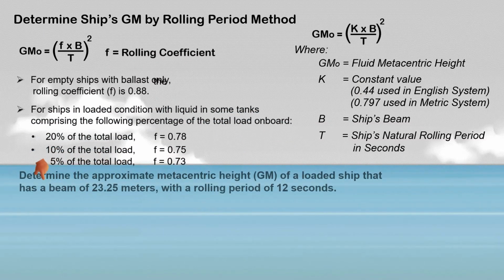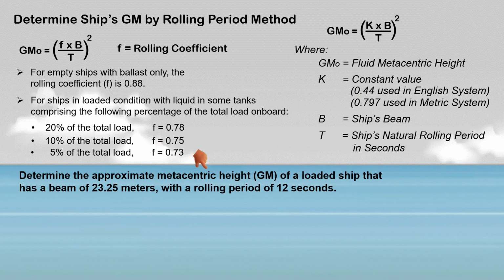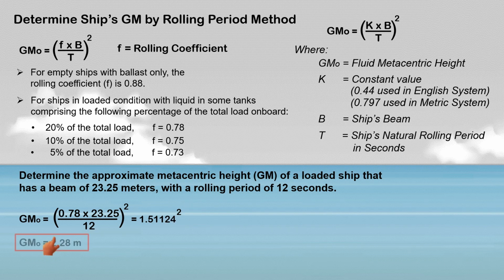Let's solve this example. Determine the approximate metacentric height of a loaded ship that has a beam or maximum breadth of 23.25 meters, with a rolling period of 12 seconds. You can find the ship's beam in the ship's general particulars. With the ship's condition, which is loaded, I will consider that the rolling coefficient is 0.78. Determine first the result inside the parenthesis before raising it to the power of 2, using the PEMDAS rule. The approximate GM is 2.28 meters.